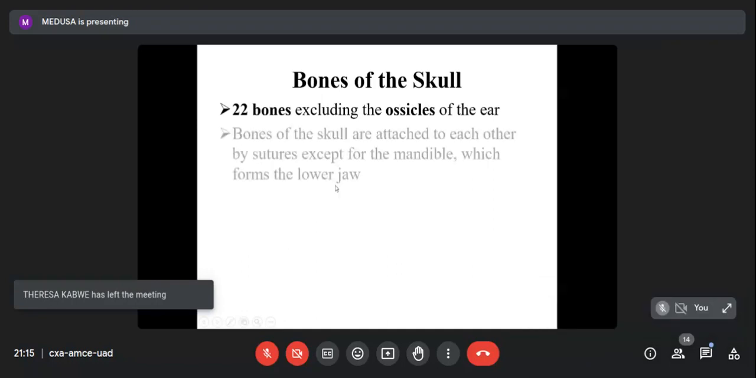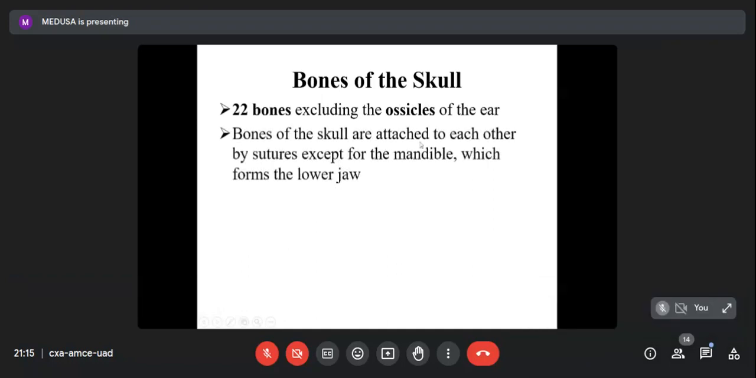That's what we need to know for now, and also that these bones are attached to each other via joints called sutures. We learned about different types of joints, and one of them found predominantly in the skull is the suture, the joints that cannot move anyhow. But the mandible is an exception. In the skull, the only thing that moves is the temporomandibular joint. Hence, the mandible is an exception to having sutures.